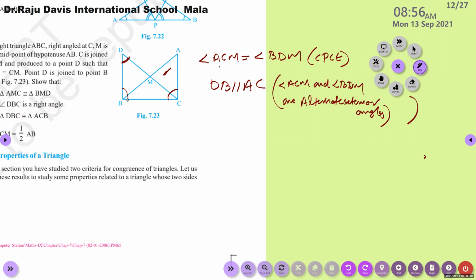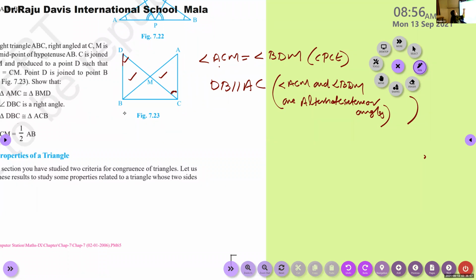Can you explain one more time? Which point, Vinayak? Angle ACM equal to angle BDM. See, angle ACM and angle BDM are equal by CPCT because we have already proved ACM and BDM are congruent triangles. They are equal by CPCT.